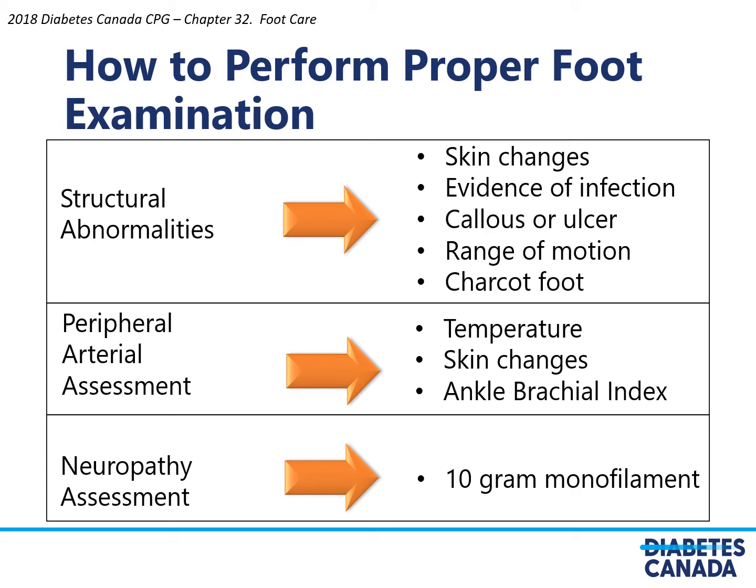With regards to peripheral vascular assessment, we want to evaluate for the temperature of the feet, whether there are any changes compatible with peripheral vascular disease, and, if available, perform ankle brachial blood pressure indices or have those studies performed. And of course, in terms of assessments for neuropathy, the 10-gram monofilament is the key instrument to help guide us as to whether protective sensation is present or absent.